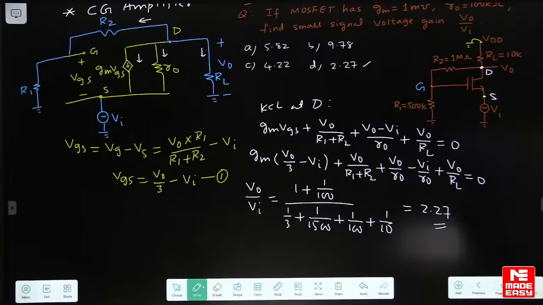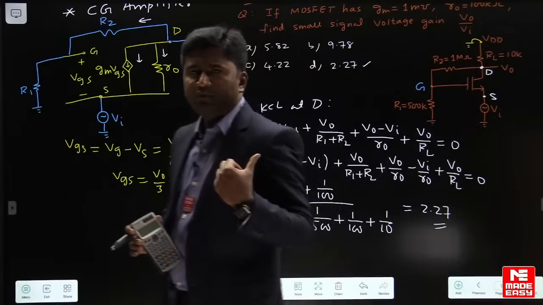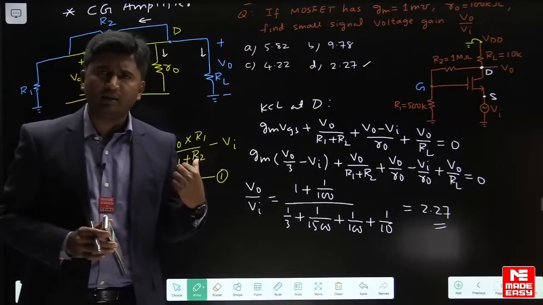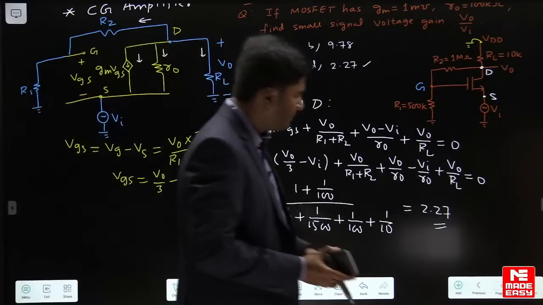Yes beta, Mohak Sinha, 2.27 is the correct answer. Abhinav Datta, 2.27, yes beta, perfect. Option D is correct here. Such a question can come for 2 marks in the exam. This type of question can be asked for 2 marks in the GATE paper. Let us move to the next question.